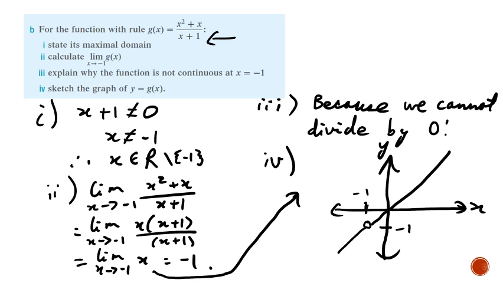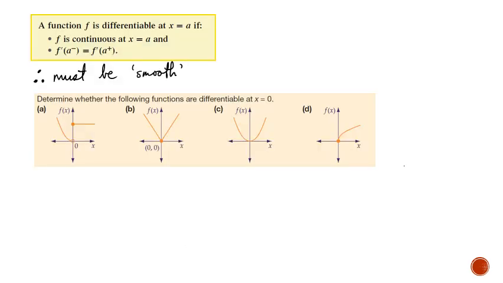Okie dokie. Is this part fairly straightforward so far? Alright, here's the last bit. Differentiability. It's exactly the same as continuous, except there's a description here saying it must be smooth. So, have a look at each of these. Is this differentiable? Is it continuous, in other words? No. So that's not differentiable.